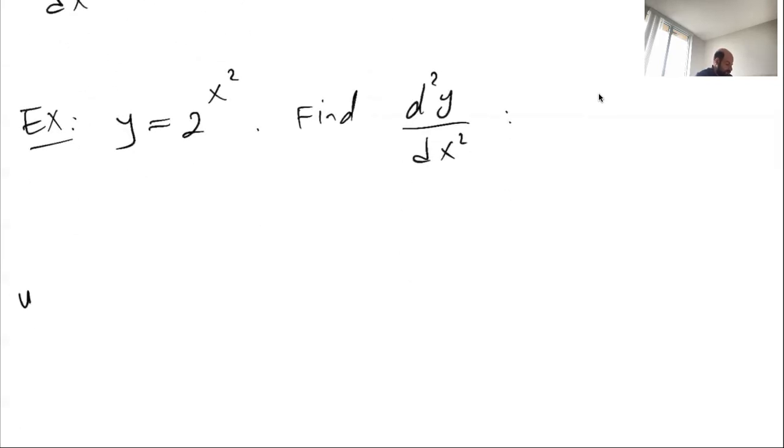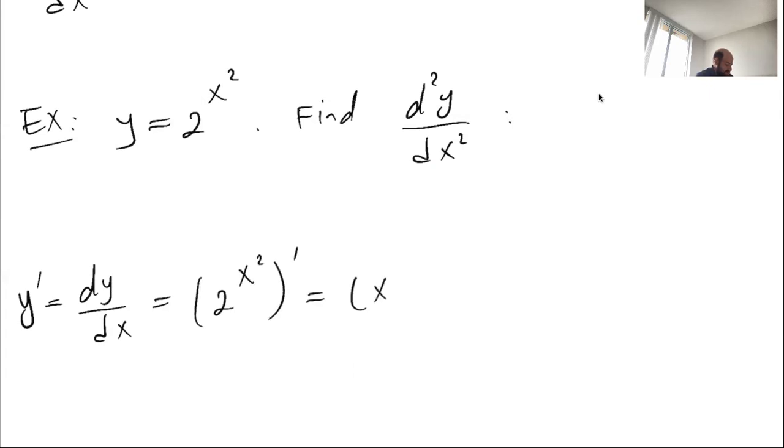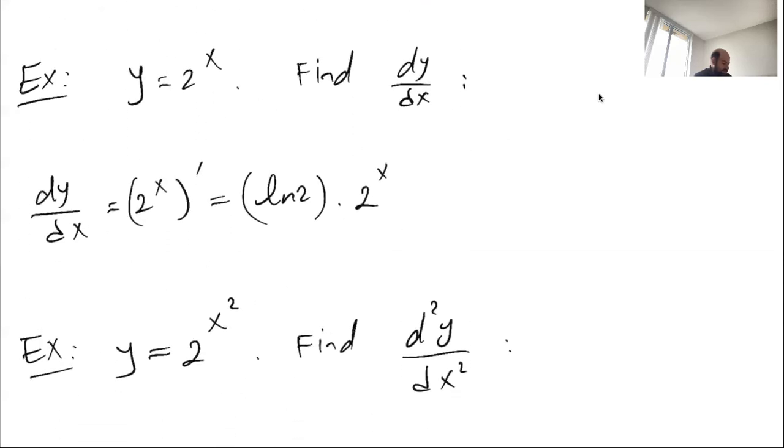So y prime equals dy/dx equals the derivative of 2 to the power x squared. So what is it? We had a formula for the derivative of 2 to the power x, which is ln 2 times 2 to the power x. So what is the derivative of 2 to the power u?